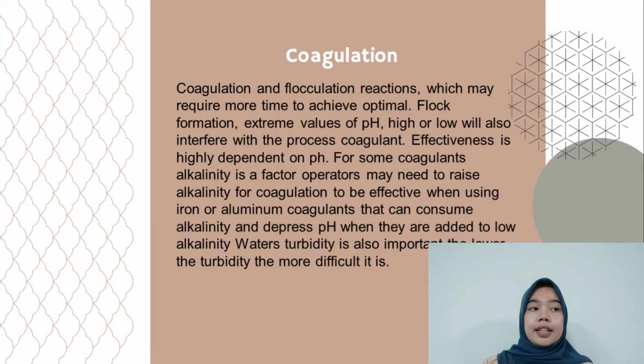Coagulant effectiveness is highly dependent on pH. For some coagulants, alkalinity is a factor. Operators may need to raise alkalinity for the coagulant to be effective, when using iron or aluminum coagulants that can consume alkalinity and depress pH when they are added to low alkalinity water. Turbidity is also important. The lower the turbidity, the more difficult it is.